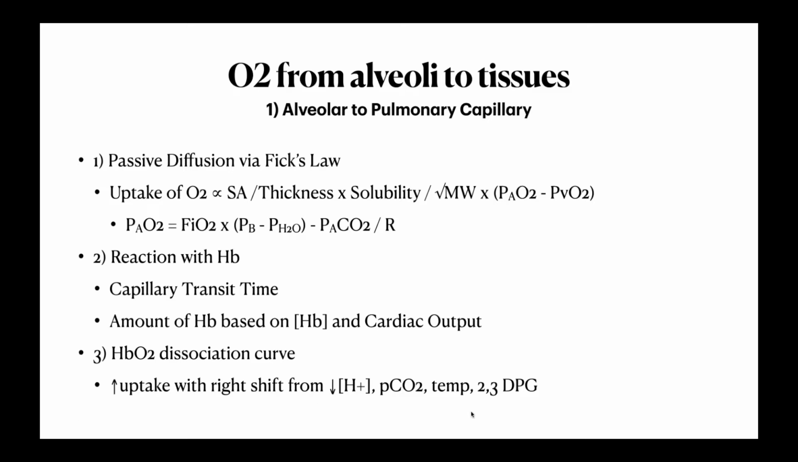And I think this just describes it quite succinctly, where there's increased uptake of oxygen with a right shift from decreased hydrogen ions. Sorry, that should be a left shift. Sorry, so apologies. There's an error there. If you guys can fix that. So there's increased uptake with a left shift from decreased hydrogen ions, decreased partial pressure of CO2, decreased temperature, and decreased 2,3-DPG. And that increases the uptake of oxygen in the lungs.